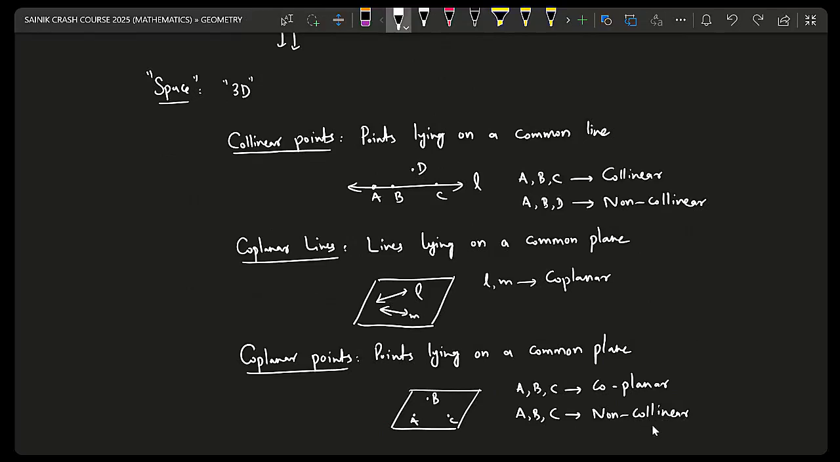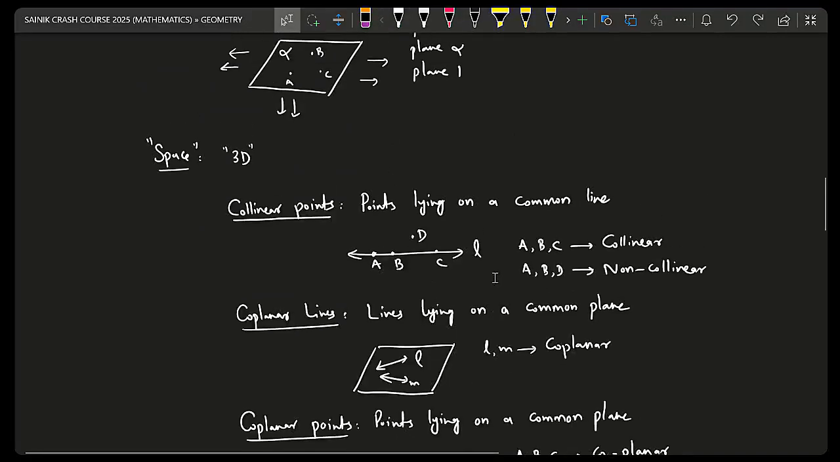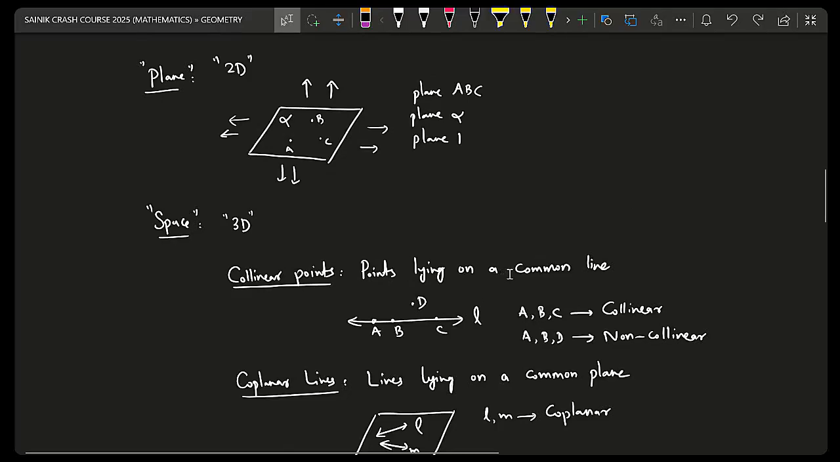Any doubts up to here? Vishnu, what's your doubt? Sir, how to name a plane? Naming of a plane, I already told you, you can use any Greek letter or number, but the formal way of naming a plane is to use any three non-collinear points. What is the condition? Use any three non-collinear points to name a plane.